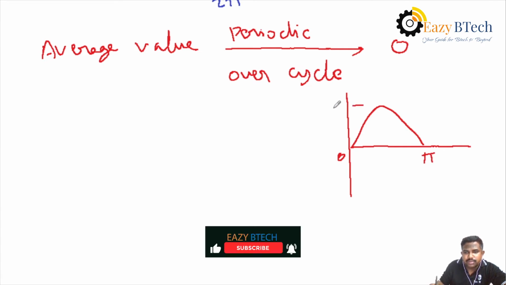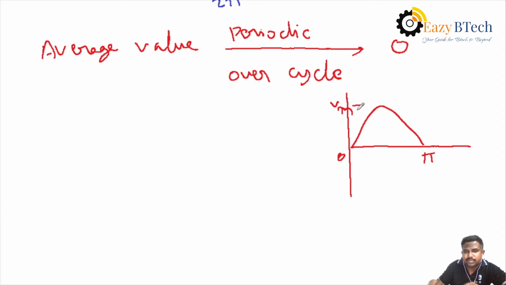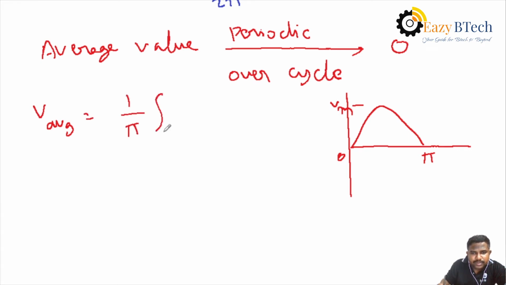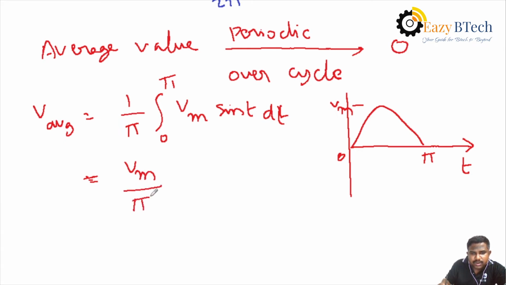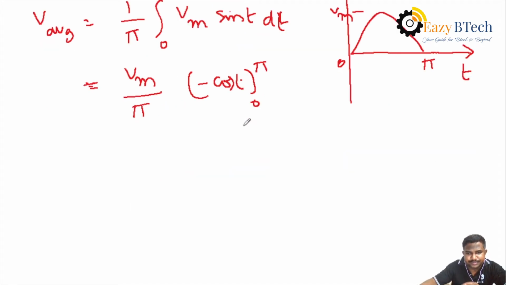The maximum value is Vm. Therefore, the average value, V average, is equal to, what is the time period? Pi. So 1/pi, integral 0 to pi, Vm sin t, where the x-axis variable is t, with respect to dt. Vm is constant, so it is taken outside. The integration of sin theta, we know, is minus cos theta. The limits are 0 to pi.